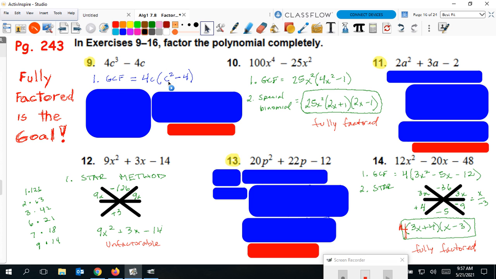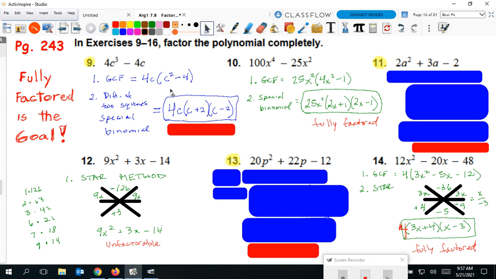And that is a special binomial. That's the number 2, a difference of squares, a special binomial that you can factor with c squared minus 4. You need to make sure you can recognize that it is a special one, because it's a difference of two squares. So that can factor to c and 2: c plus 2, c minus 2. Again, we're not losing our 4c. 4c stays in front: 4c times (c plus 2)(c minus 2). That is now fully factored.